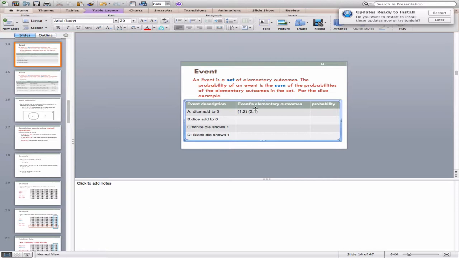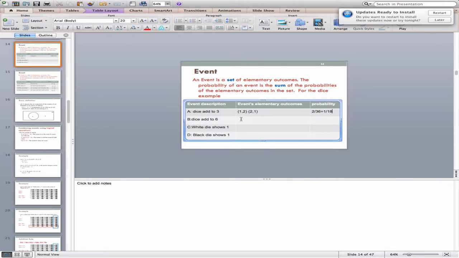And for each elementary outcome, we know the probability for it to happen is what? 1 over 36. So this is the summation of 2 elementary outcomes, then the probability for this event A is equal to 2 over 36. That is 1 over 18. Okay? So for event B, the dice add up to 6.